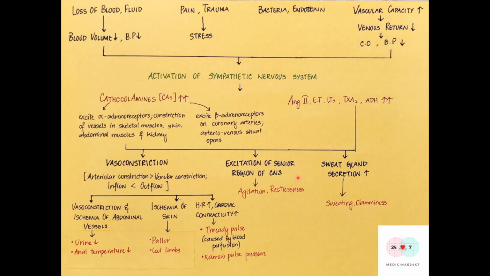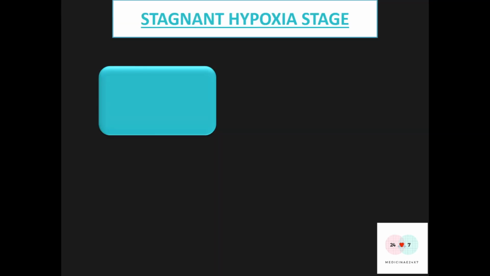Excitation of the superior regions of the CNS leads to agitation and restlessness, and increased sweat gland secretion leads to sweating and clamminess of skin. If the compensation isn't adequate in the ischemic hypoxia stage, the shock progresses to the stagnant hypoxia stage.